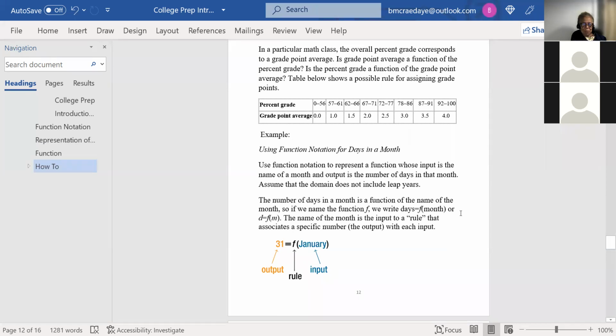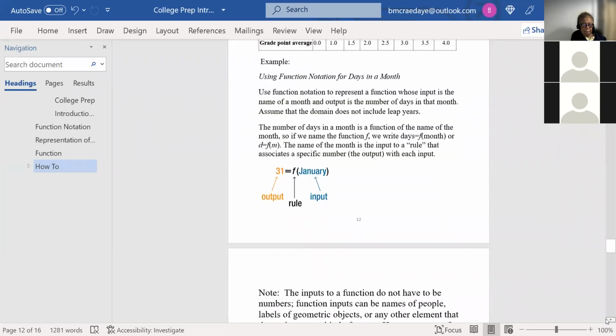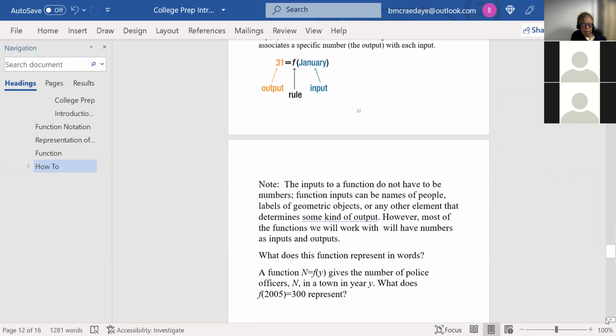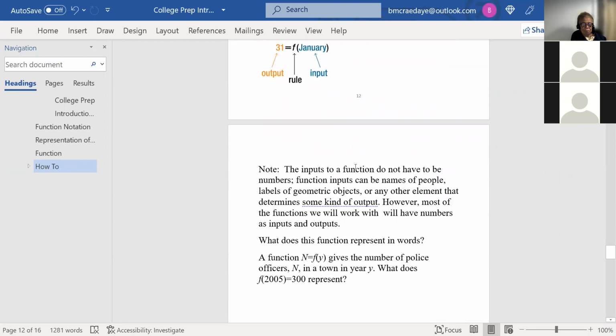Okay, the name of the input month is the input to a rule that specifies the number for the output, the number of days in the month. Those are ways you can represent function notation. Now, as I said before, the inputs and outputs do not have to be numbers. We put a letter in there. They can be names of people. They can be geometric object labels.